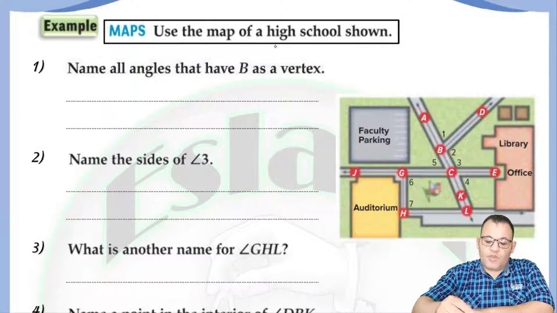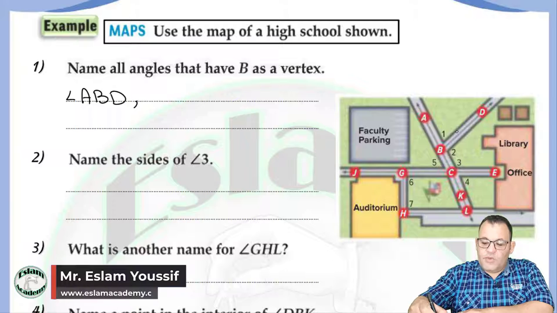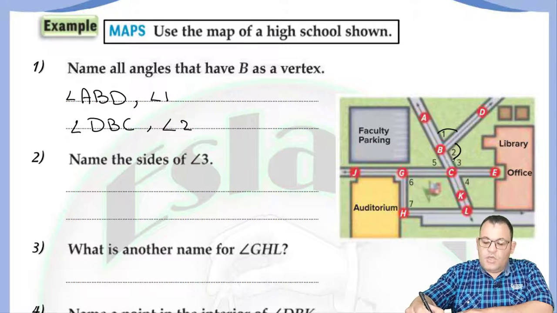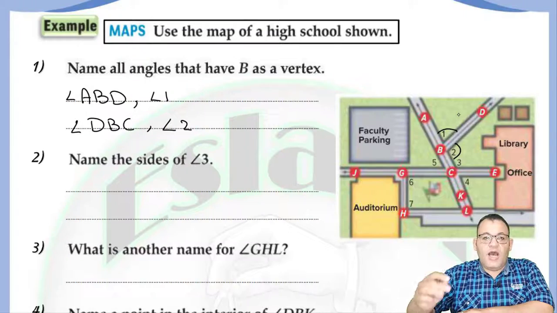In this problem, we need to use the map of the high school that's shown. We need to name all of the angles that have the vertex B. To write the name of an angle which contains the vertex B, we have the first angle, which is ABD. That's the first angle. Or we can say we have angle 1. That is the same name for the same angle ABD. Or we can say we have another angle which is DBC, angle DBC. Or we can say it's called angle 2. So we can name the angle with 3 letters and you have to put the vertex at the middle, or you can name it with a number.